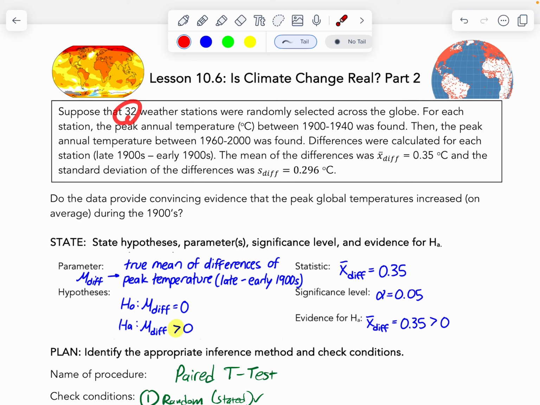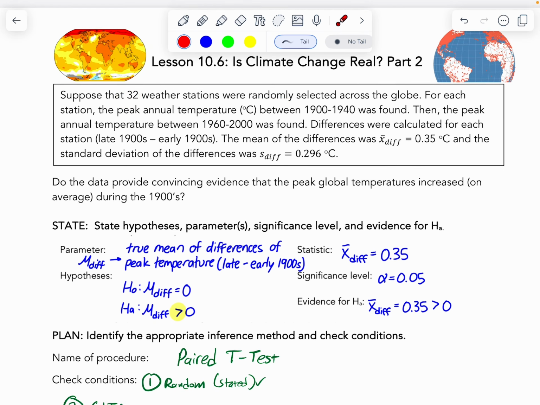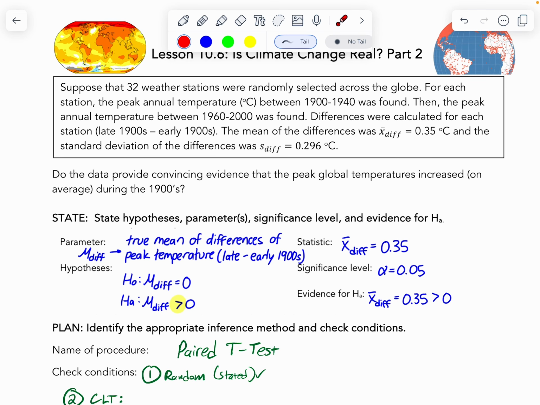This time we have 32 weather stations that were randomly picked from across the globe. They looked at the temperature early in the 1900s and then late in the 1900s, just like we did in class. And they calculated the differences at each station. And here's what they found. This was their average difference, the x-bar difference, and the standard deviation. So let's dive in. Is there evidence that the peak global temperatures are increasing based on this sample?